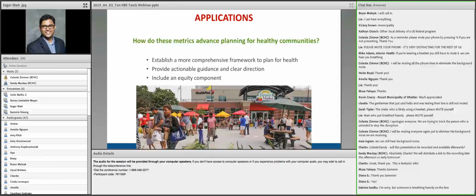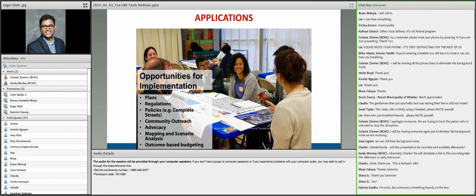And I'll give you examples where communities have gone beyond this particular report to integrate health into their work. And obviously, as I mentioned, we focus a lot on equity, and one of the criteria for selecting these indicators was that they can be used to do health disparities analysis. Other applications obviously can be used for plans, regulations, policies, community outreach, advocacy, mapping, scenario analysis, and outcome-based budgeting. So various ways this can be used. I'll give you a couple of examples.